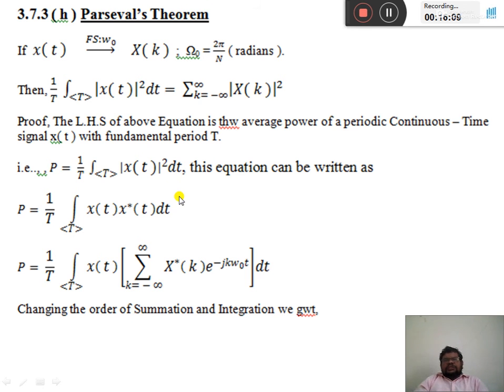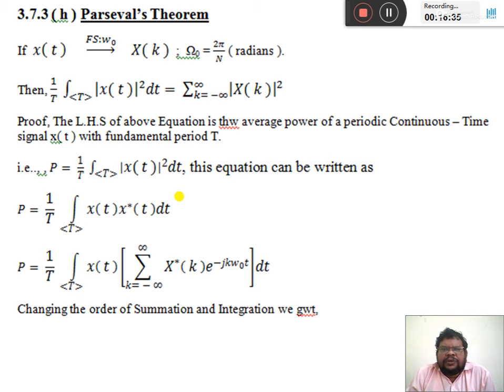Next, we are going to discuss the Parseval theorem. What does the Parseval theorem say? The energy of the signal in the time domain is equal to the energy of the signal in the frequency domain. That is, 1 by T times the integration of the magnitude of x of t squared with respect to dt is equal to the summation from minus infinity to plus infinity of the magnitude of x of k squared, where x of k are the coefficients of the Fourier series.